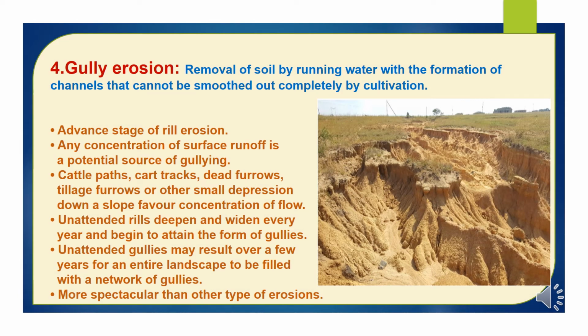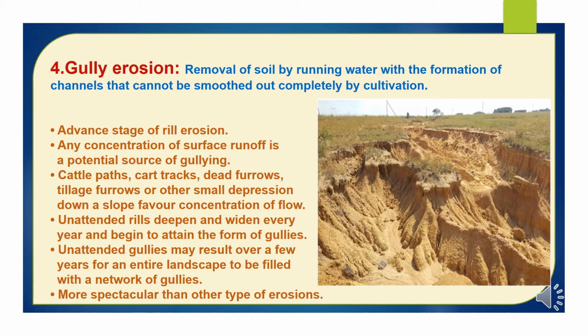Fourth type of water erosion is gully erosion. It is the removal of soil by running water with the formation of channels that cannot be smoothed out completely by cultivation. This is the advanced stage of rill erosion. Any concentration of surface runoff is a potential source of gullying.